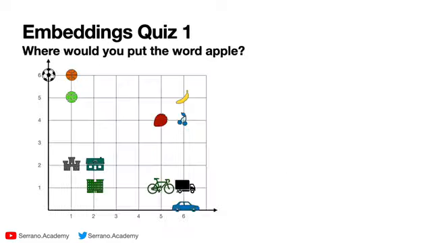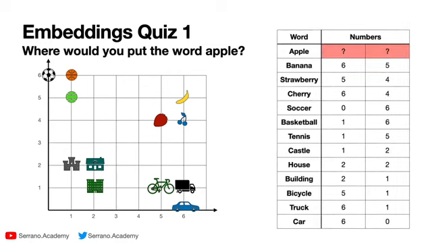Let's start with a quiz. I have a bunch of words here in the plane, so there's the horizontal and the vertical coordinate, and each word has a horizontal and a vertical coordinate. For example, banana is 6 to the right and 5 to the top, and the coordinates are 6, 5. That means it's an embedding that sends words to pairs of numbers, the pairs of numbers given by the coordinates.